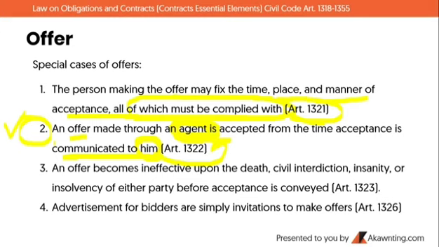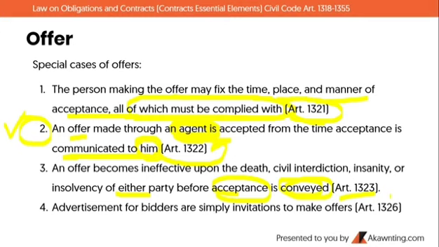Okay. Number 3. An offer becomes ineffective upon the death, civil interdiction, insanity, or insolvency of either party before acceptance is conveyed. Okay, nandiyan yung word na either party. Before acceptance is conveyed, bago ma-communicate yung acceptance to the offerer. So this is based on Article 1323.